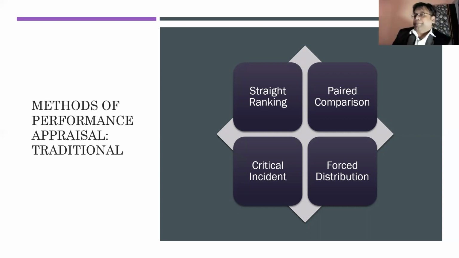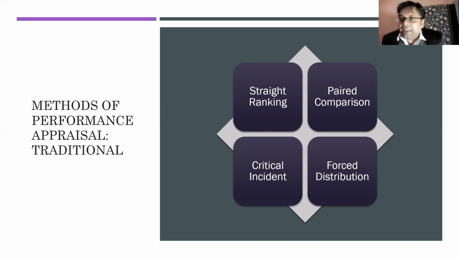Number 1, straight ranking method. As a simple example, you are a manager, and under you there are 5 employees. Now the HR manager or the HR department asks you to rank these employees as per your judgment, 1, 2, 3, 4, 5. You have employees A, B, C, D, and E. So now you are ranking. Number 1 is B, number 2 is A, number 3 is C, like that. So you are just giving a ranking.